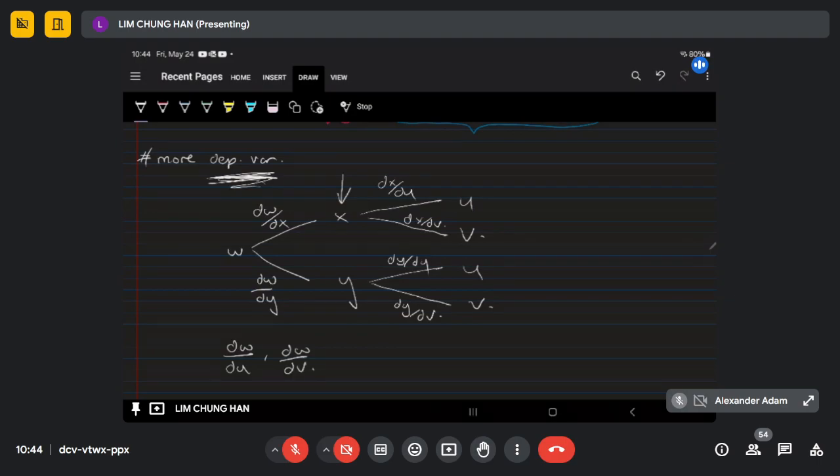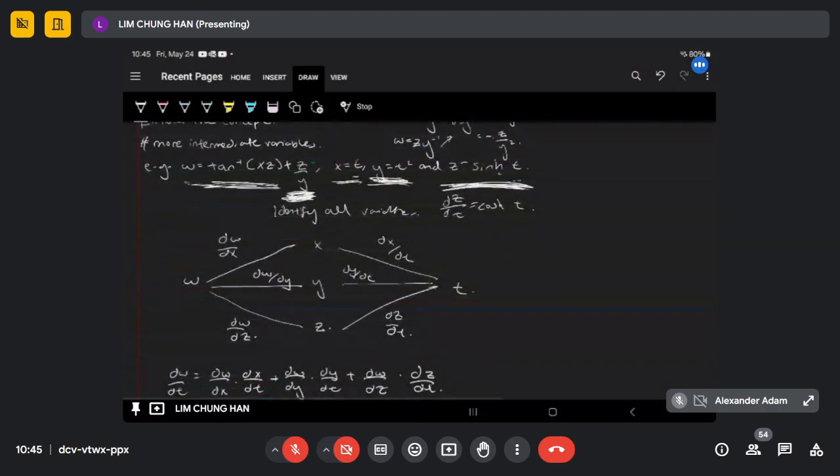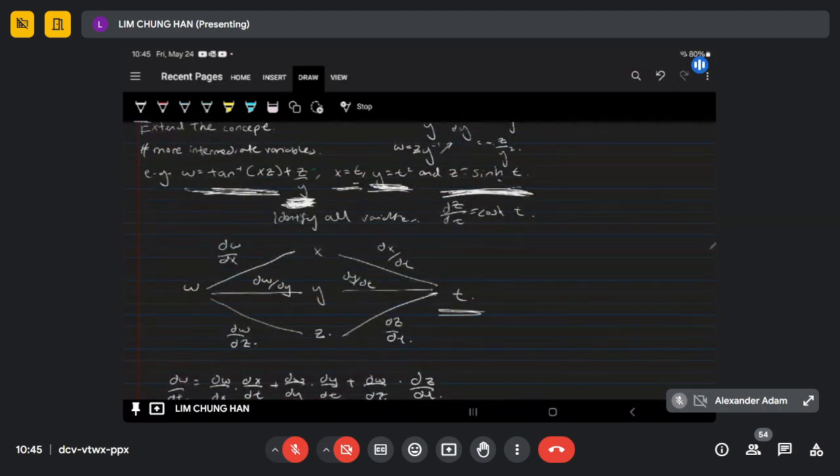Yeah, you can have two possible solutions now. Okay, so I want to just reiterate with you. Go back here. In the previous example, we only have one dependent variable, only t, and we start from w, we finish at t. So if there's only one dependent variable, there's only one possible solution, dw dt, only one.